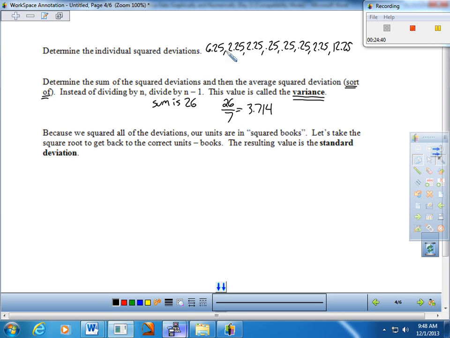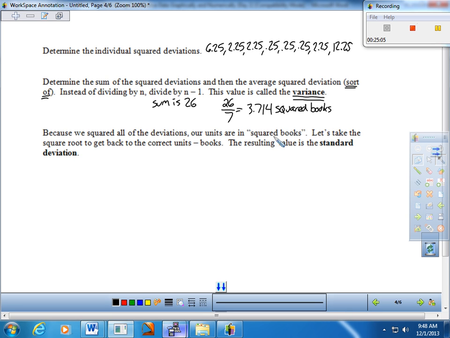This would be squared books, squared books, squared books. And so in essence, that's the unit. I know it seems kind of crazy to write, but I want to do it there to emphasize the point. That would be the variance. It's in squared units, in this case, squared books. And so, long story short, because we squared all of the deviations, our units are in squared books.